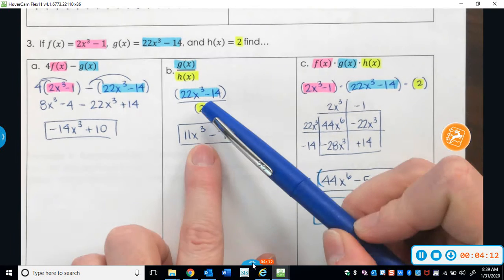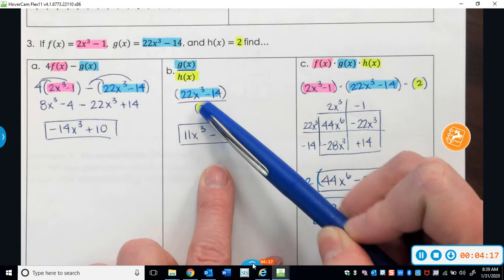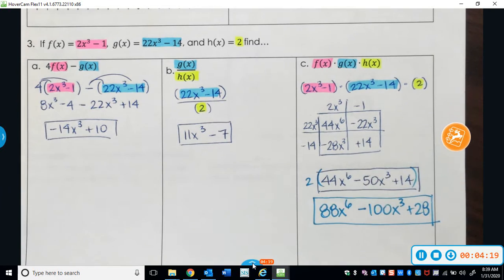Another common mistake is this means 2 divided into this whole thing. So it has to go into both terms. Sometimes people divide into the first one and forget to divide into the second one. So just be careful with that.